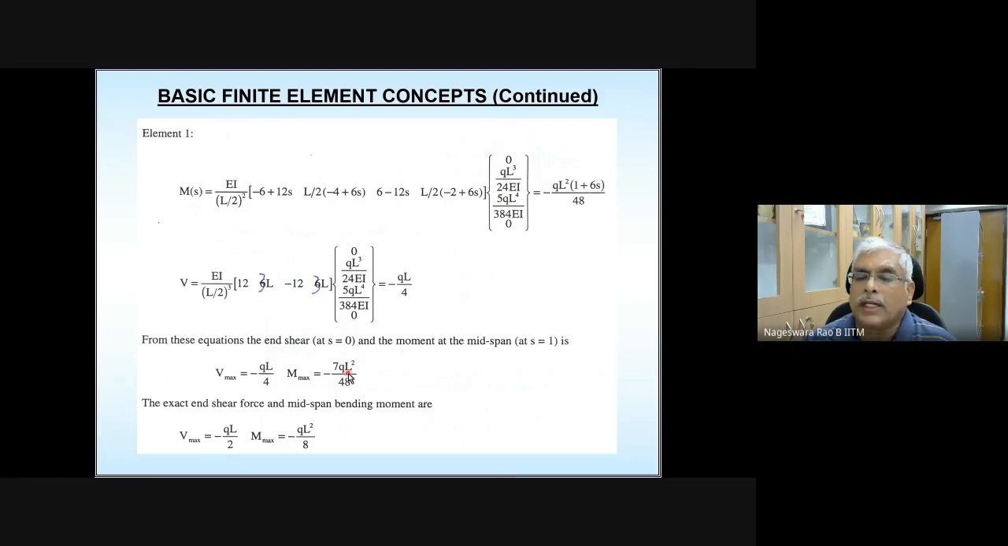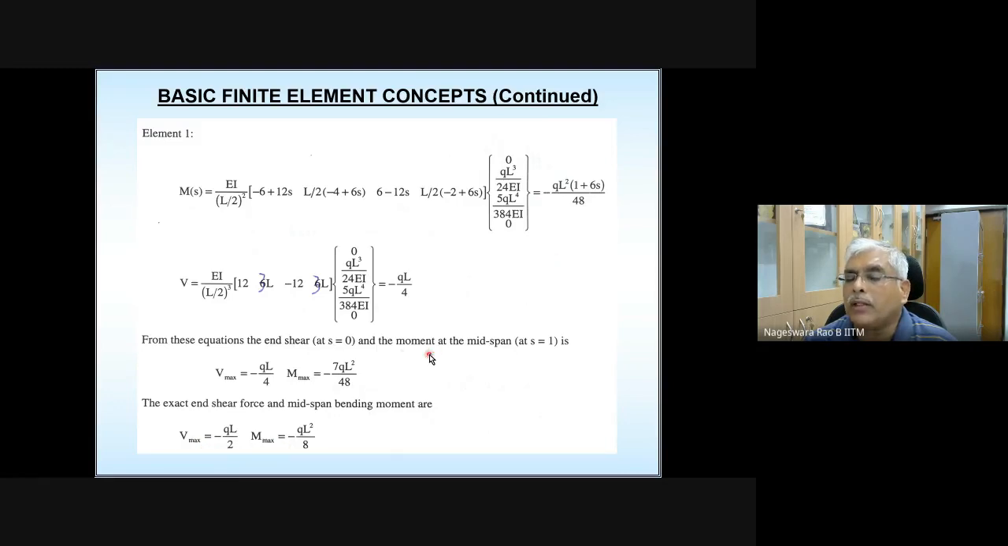But are these values correct? For a simply supported beam, what is going to be the shear force at the supports? You know it, it's going to be minus QL divided by 2. And at mid-span, what is going to be the bending moment? Why is the minus sign there? In this particular problem, Q is acting in the upward direction. That's why the minus sign is coming here. Maximum bending moment is given by minus QL square divided by 8. These are exact values from our structural analysis.